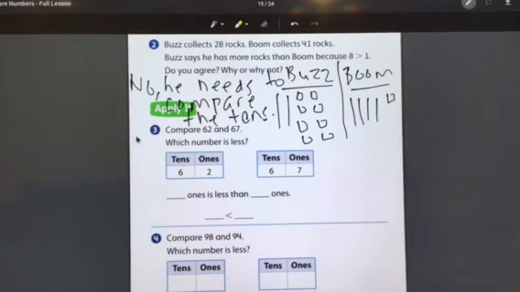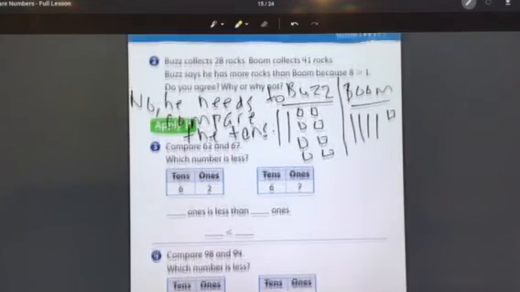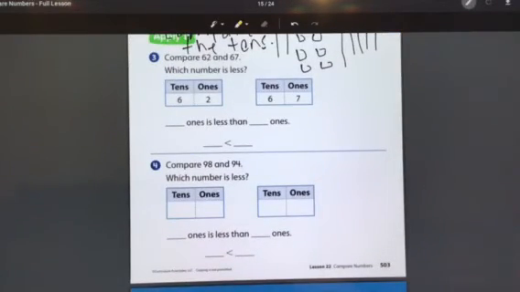Okay, so moving down to number 3, remember today we're going to be working with the fewer than symbol. Compare 62 and 67. Which number is less? Remember to always look at the tens first. 62 has 6 tens. 67 has 6 tens. So now I know I need to look at the ones. 62 has 2 ones. 67 has 7 ones. Blank ones is less than blank ones.